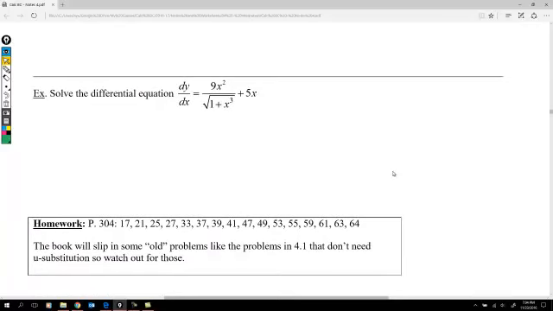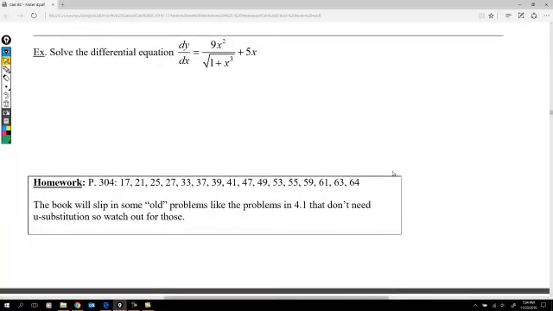Alright, now last one. We're given another differential equation, and I'm expected to solve this. So I'm going to want to take the integral. The first thing I can do is multiply both sides by dx, since I just want to move the dx to the other side. So I get that dy equals 9x squared over the square root of 1 plus x cubed, plus 5x, all of this times dx.